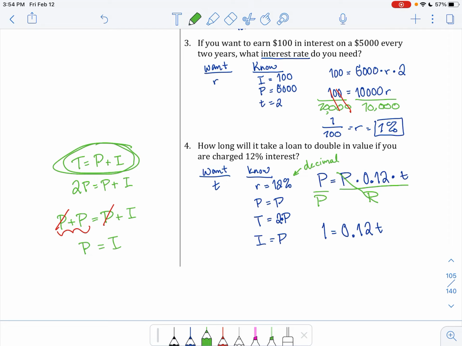Now what you want to do is divide both sides by 0.12, so we can get T by itself, and therefore the time is equal to 8.3 repeating. Years is always our unit for T. Now remember, 0.3 repeating is 1/3, so that's 8 1/3 years. You could have also said 8 years and 4 months. Either way would be just fine.